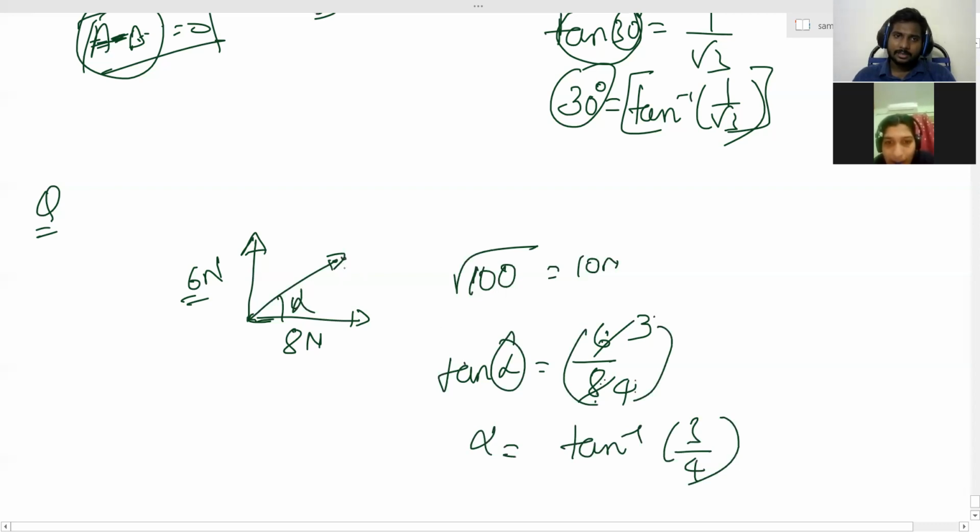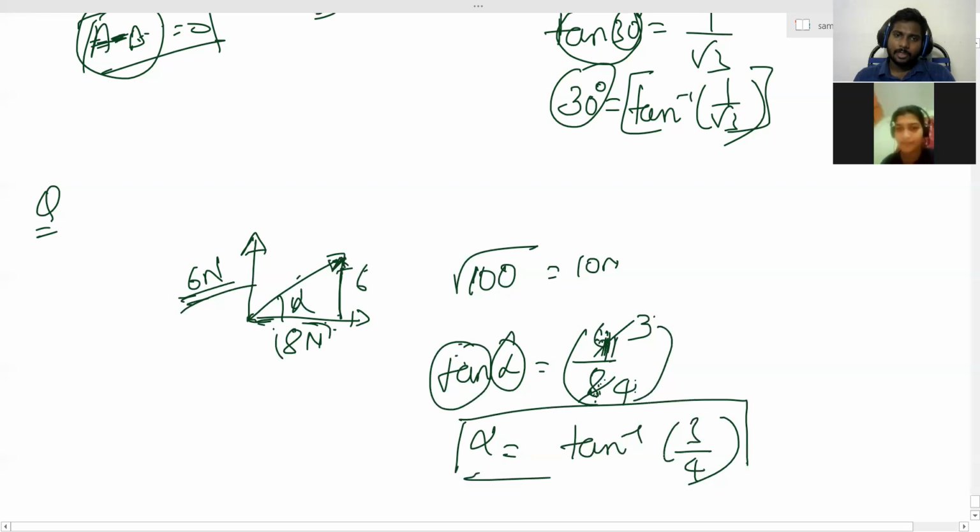This is the opposite side. Opposite side is 6, right? Base is 8. So 6 by 8 only, tan inverse. Tan will go to that side. That's it. Alpha is tan inverse of 3 by 4. It is making an angle of tan inverse of 3 by 4 with the 8 newton vector. Got it? That's the direction.